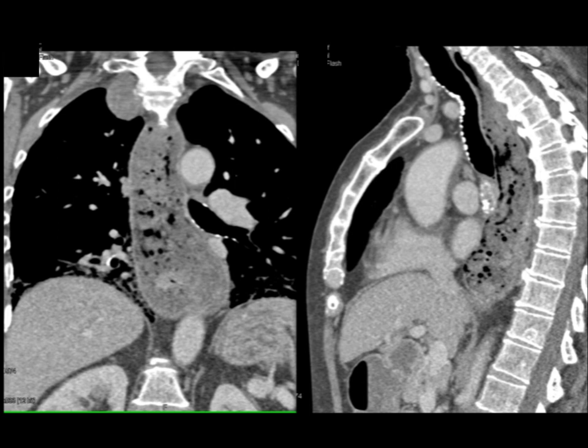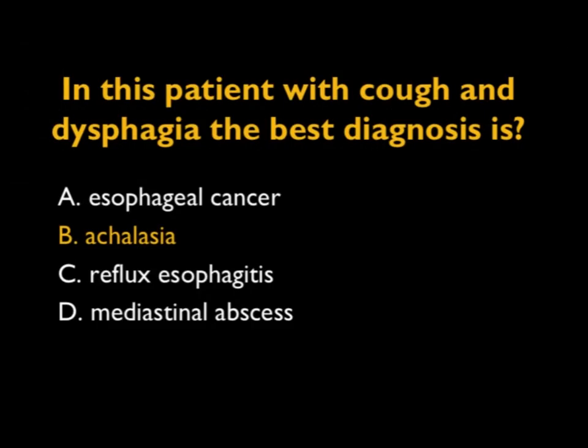It's not esophagitis, not with that much food in the esophagus. And it's not a mediastinal abscess because everything we're looking at is in the esophagus. This is a classic example of achalasia. Markedly dilated esophagus, transition at the GE junction, and lots of food matter in the esophagus.